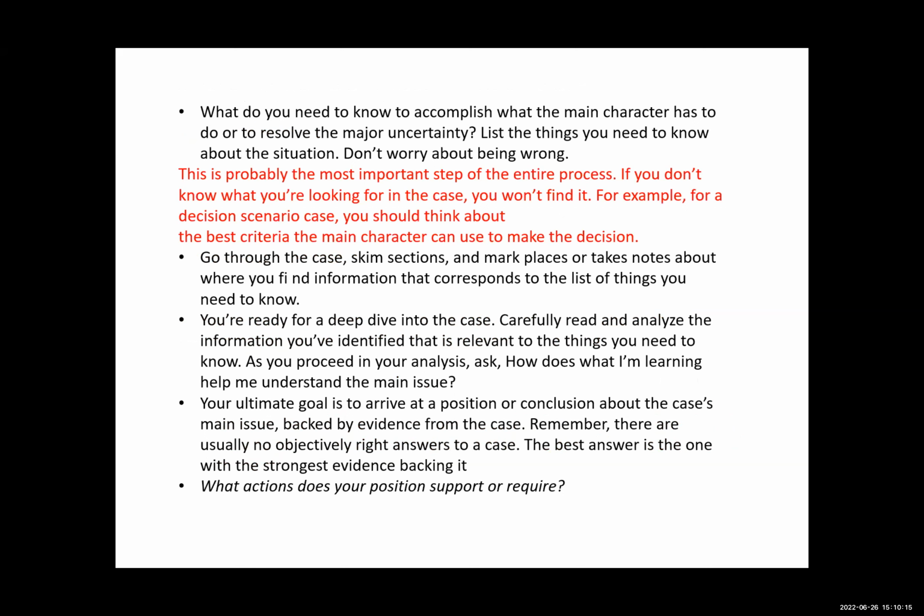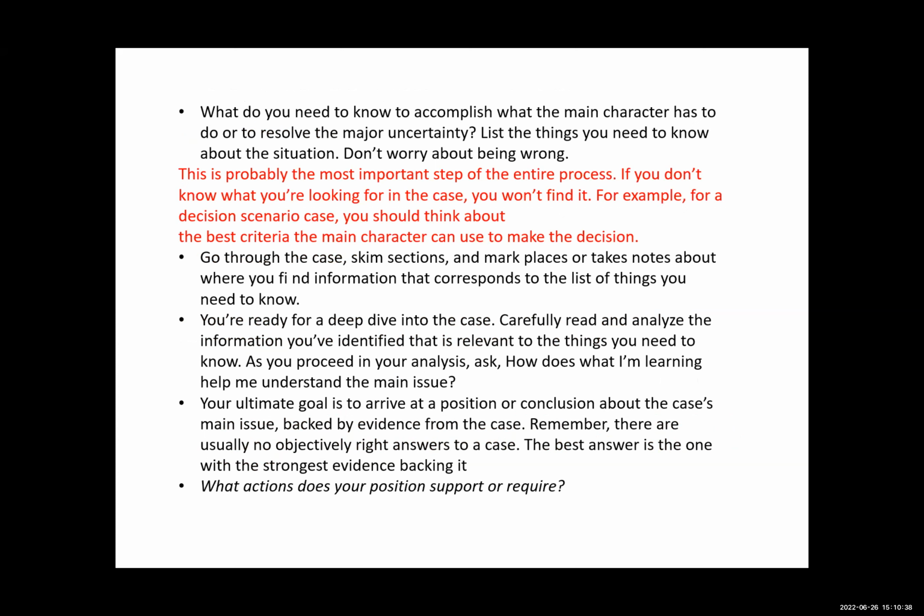Next question is, what do you need to know to accomplish what the main character has to do to resolve the major uncertainty? There is an uncertain situation. We need to resolve that uncertain situation. What does the main character have to do? This is the thing that you need to know about the situation. This is the most important step. If you don't know what you're looking for in the case, you won't find it.